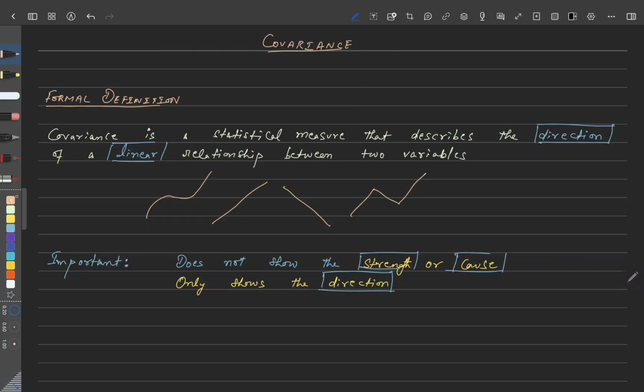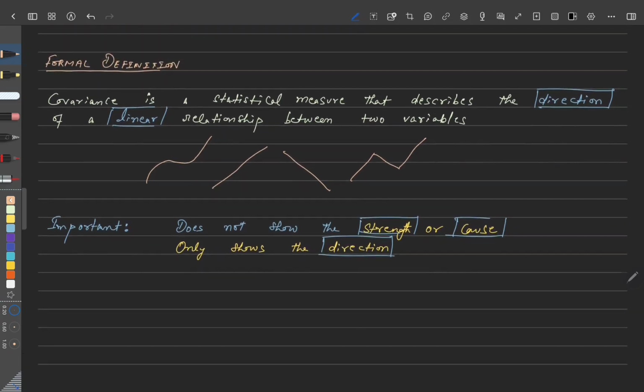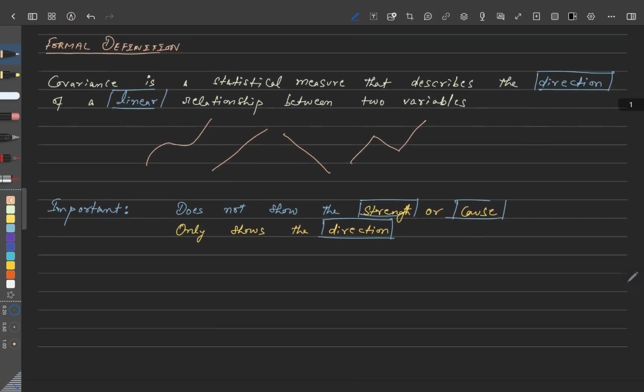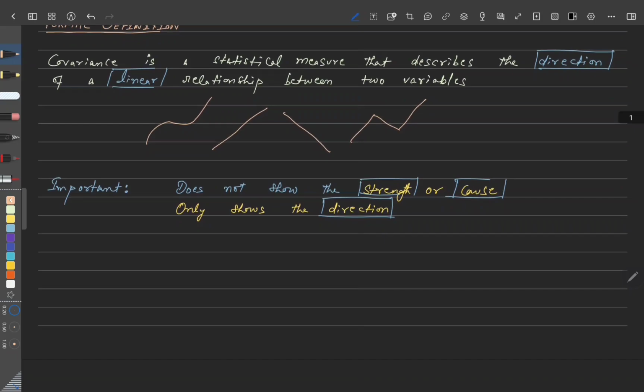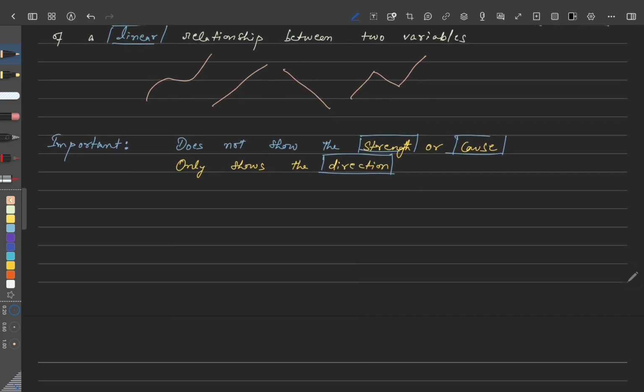Now the next thing that we'll look at is the formula. What I'm trying to do is get the formal definition and formula out of the way, and then we'll actually understand this concept in detail with an example and with intuition. But first, let's get the mathematical formula out of the way, and we'll also understand what all the components in that formula do.